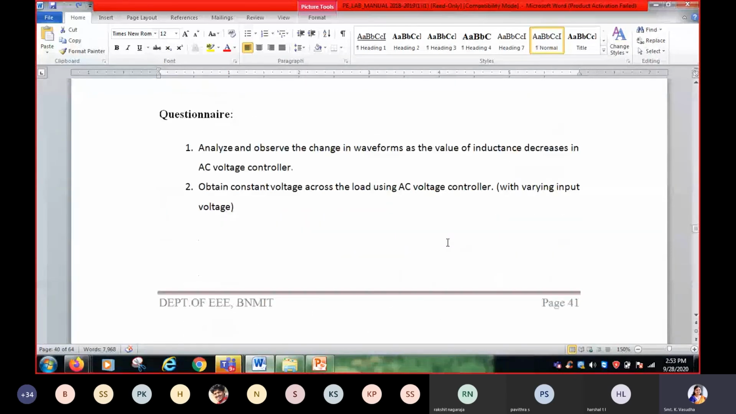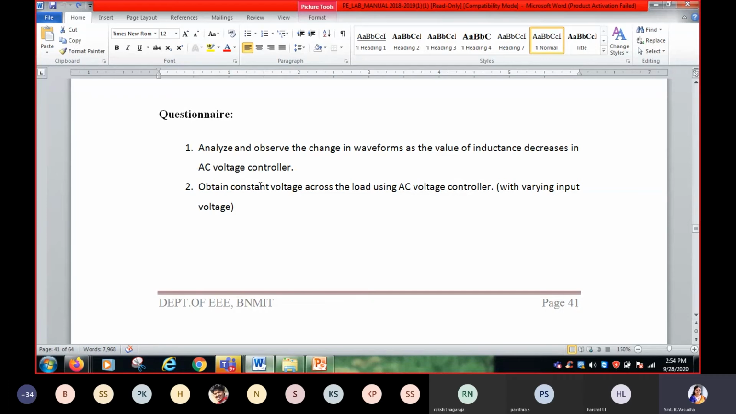Next, we have: draw the waveforms, then analyze and observe the change in waveforms as the value of the inductor decreases and increases. When you perform the experiment practically, you can vary the value of inductance. In the same inductance box, you will have multiple options like 1 Henry, 2 Henry, 3 Henry, 4 Henry. You can try out all the values of inductors and check how the voltage waveform across the load is changing, whether the voltage spike appearing across the load is increasing or decreasing. All these things you can observe.